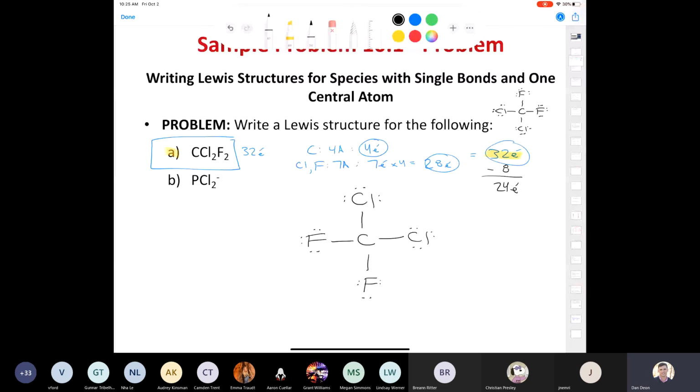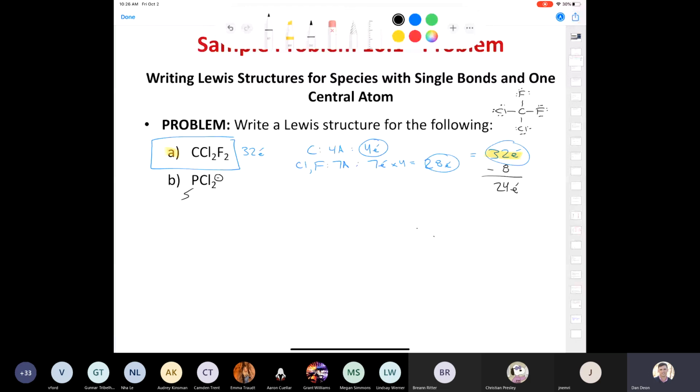Next one. Okay. And Camden, this is going to partially address some of what you were getting at, because we have charges in carbon monoxide. And we have PCl2 minus. Okay, so we have a -1 charge. For every negative charge, we're going to add a valence electron. And for every positive charge, we're going to remove an electron.